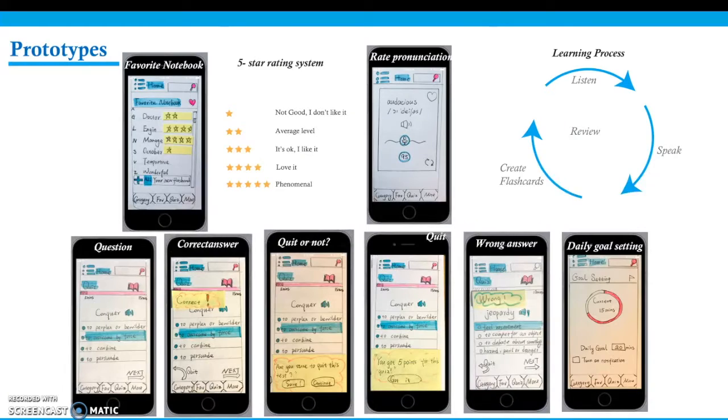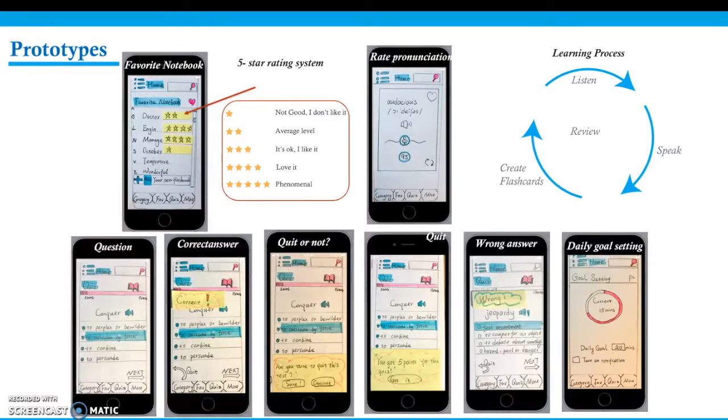Besides, users can share their creative flashcards in the app community. Users can give stars for each other's flashcards based on a 5-star rating system. 1 means not good, I don't like it. 2 means average level. 3 means it's okay, I like it. 4 means love it, and 5 means phenomenal. Users can always check the stars they earned so they can have incentives to make more and more beautiful flashcards.